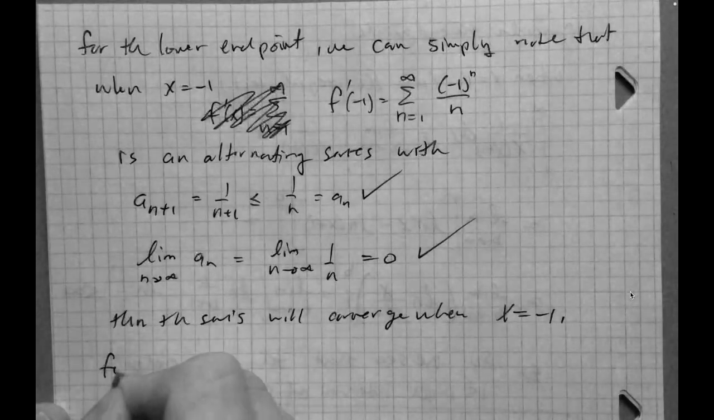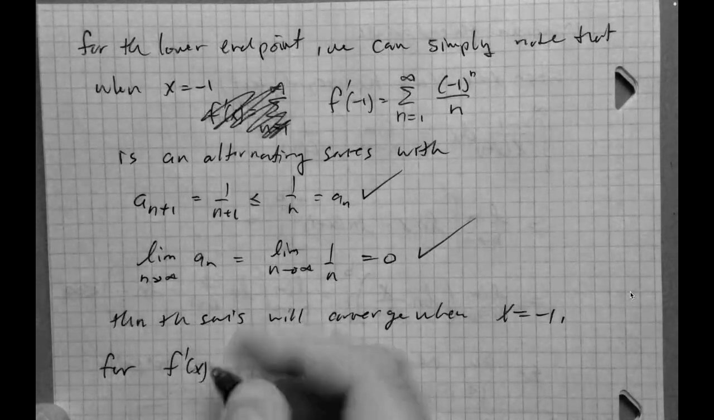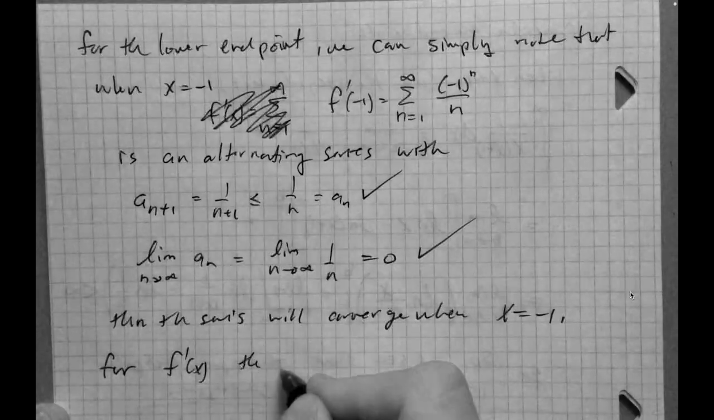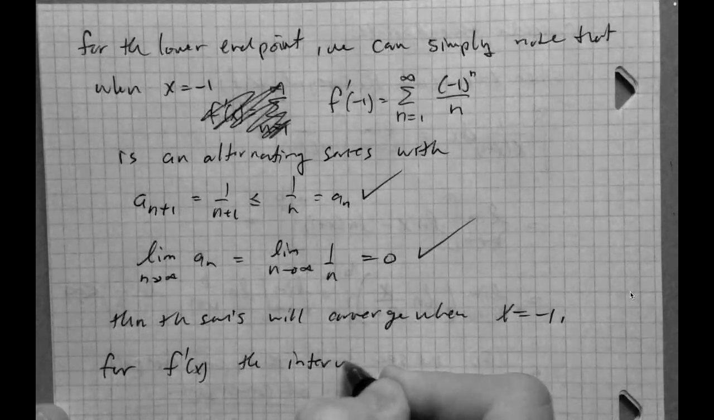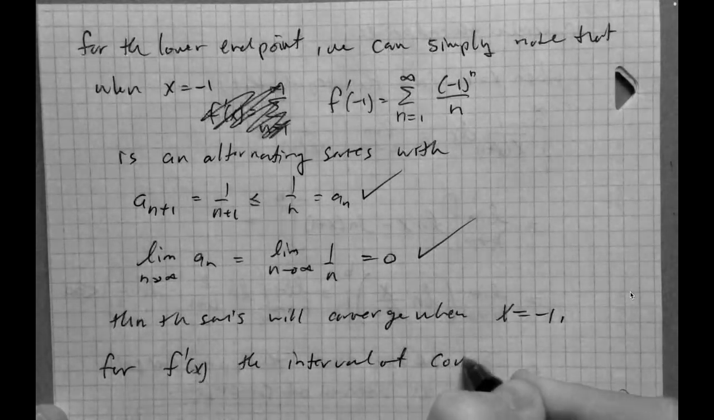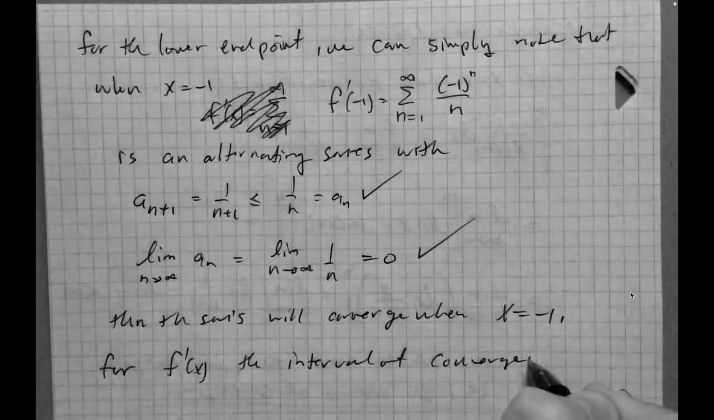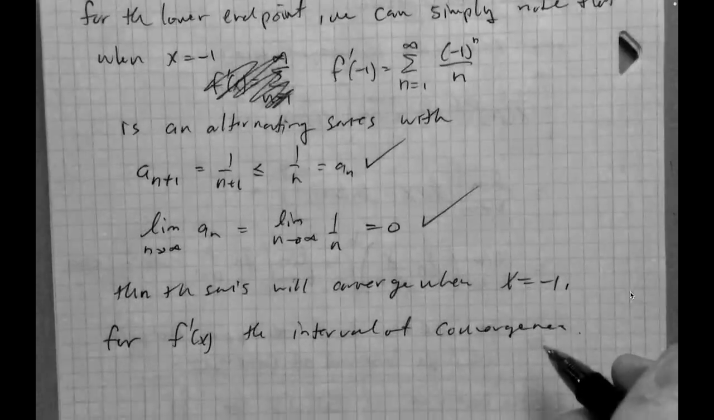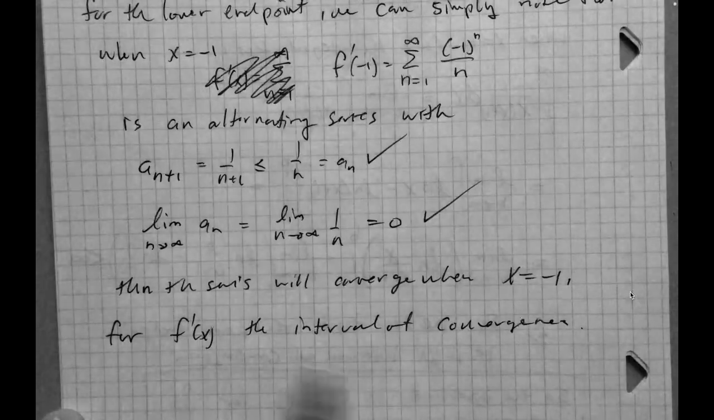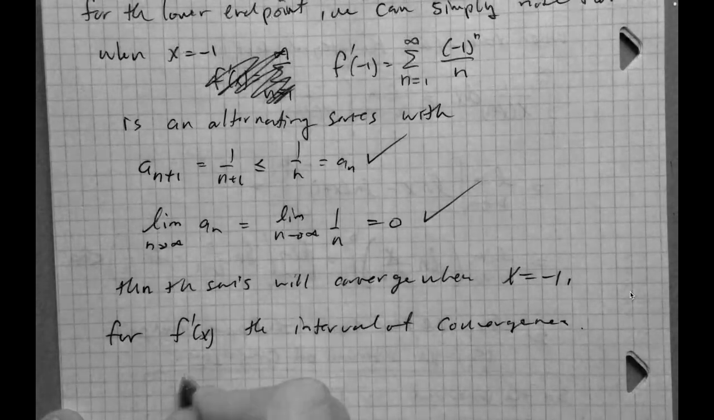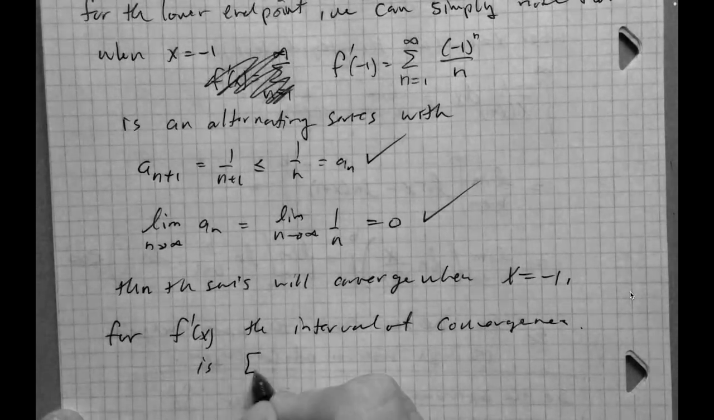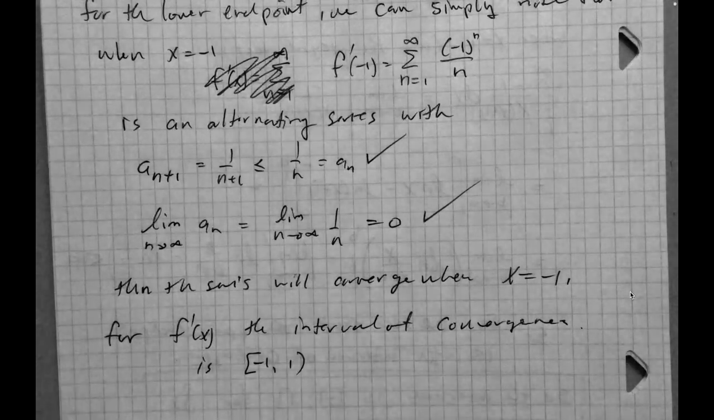So for f prime of x, the interval of convergence is different than for the integrated function. So for f prime of x, the interval of convergence is -1 to +1, like this.